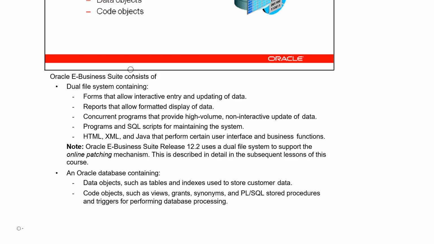Concurrent programs are also like batch programs. There may be some month-end programs, yearly programs, which may provide high volume, non-interactive update of data. There are different requests like this. There may be some HTML, XML, Java programs. All right.